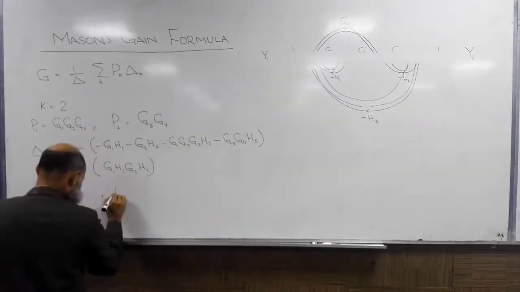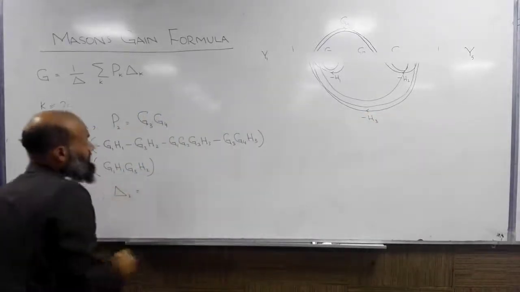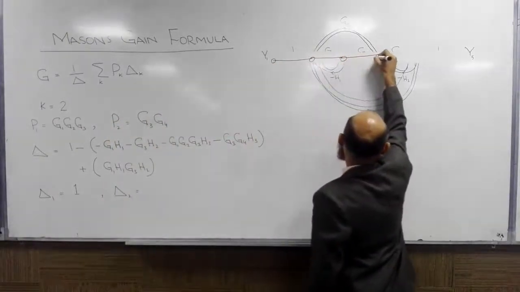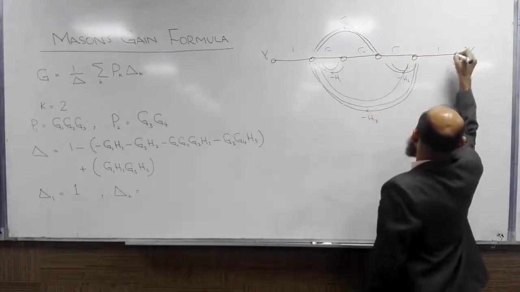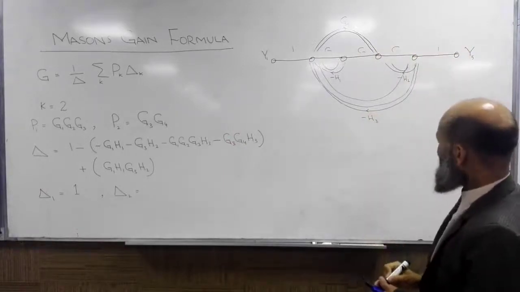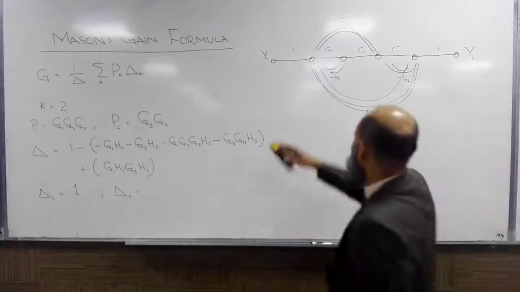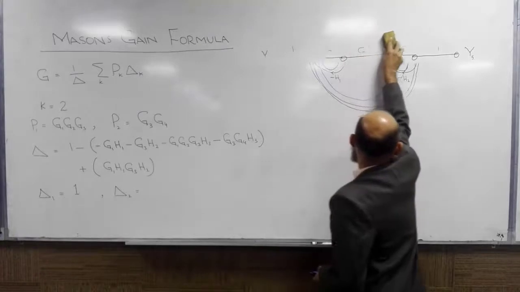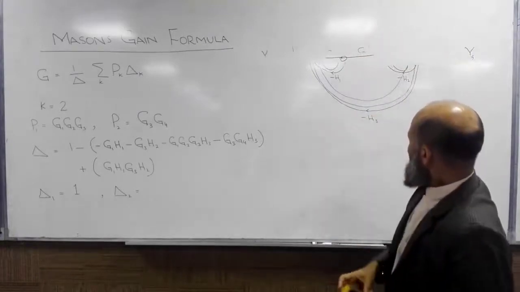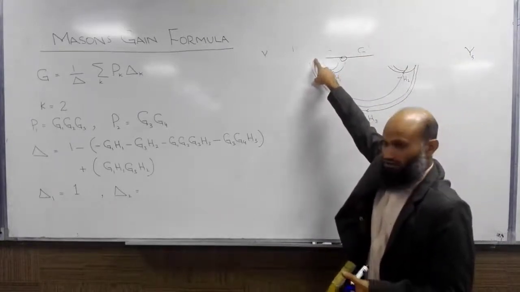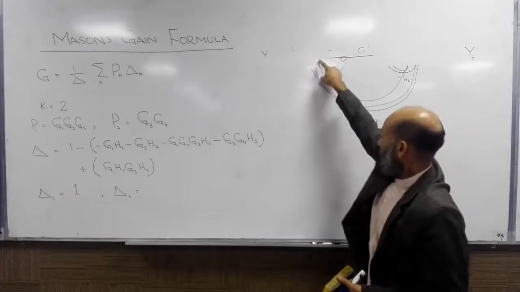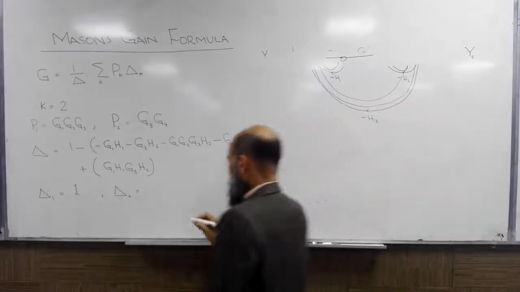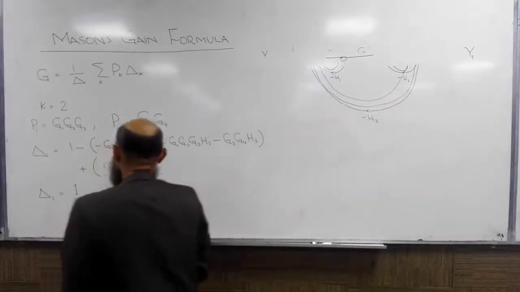To obtain delta 2, we restore this path and remove the second forward path. That is, remove this forward path. So you see that this node is removed. So this is not a closed loop because the node is not there. We have removed that one. So delta 2 is also equal to 1.